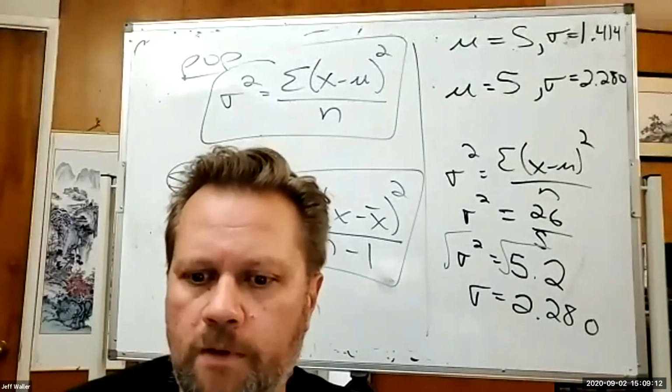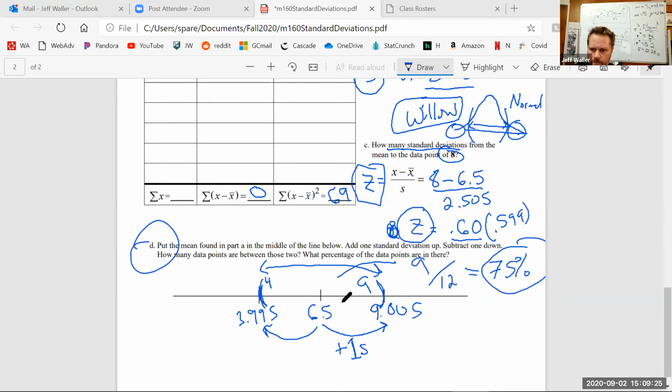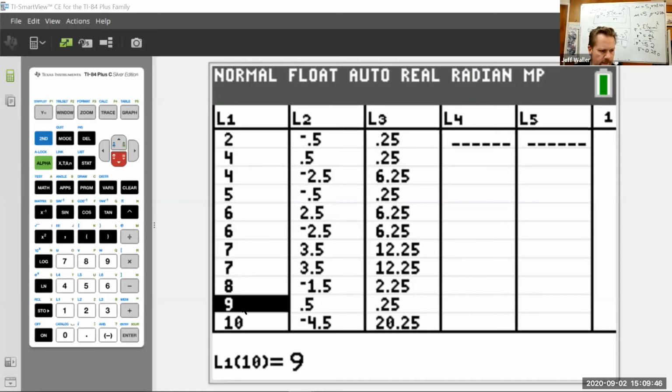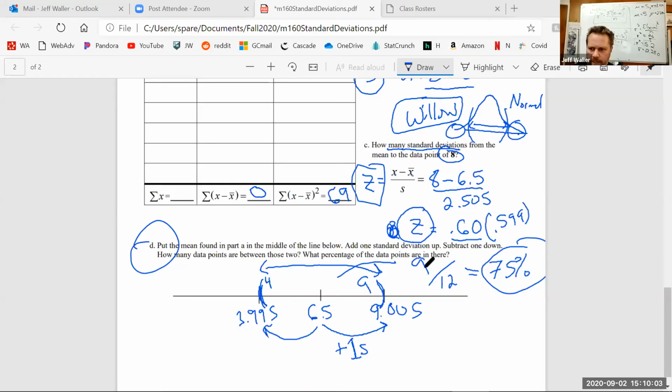Can you go over how you got 75% again? Oh yeah. Are you okay with these numbers here? Okay. So all we did was go to the list of data and count how many data points are between this and this. So you count 1, 2, 3, 4, 5, 6, 7, 8, 9. There are 9 data points between 3.9 and 9.005, right? And then you say, how many total data points did I have? I had 12. So 9 out of 12. So there's 75% of the data points. Okay. Thank you. You're welcome.